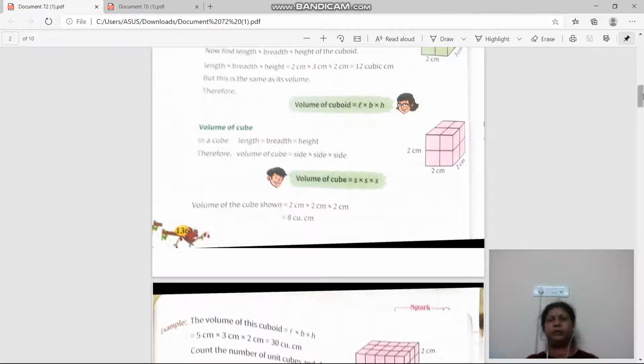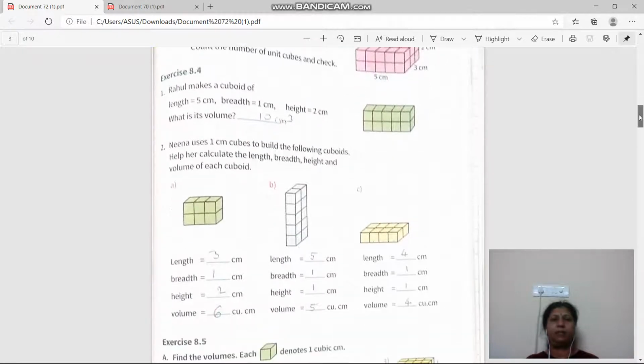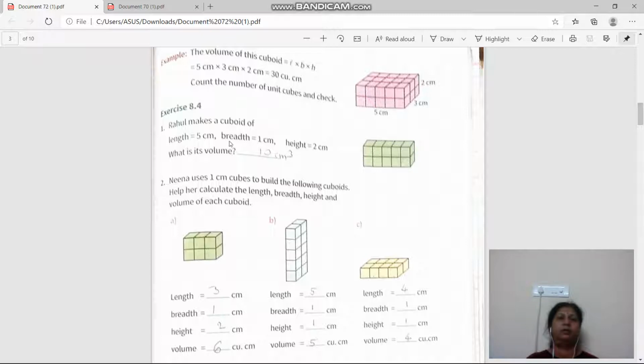So see here, exercise 8.4. Here we are given length, breadth and height. What will be the volume? We have to multiply length into breadth into height, that is 5 into 1 multiplied by 2, that is 10 centimeter cube. Get it? Same here, we first find out the length, breadth and height with the help of the diagram, and then we calculate the volume.